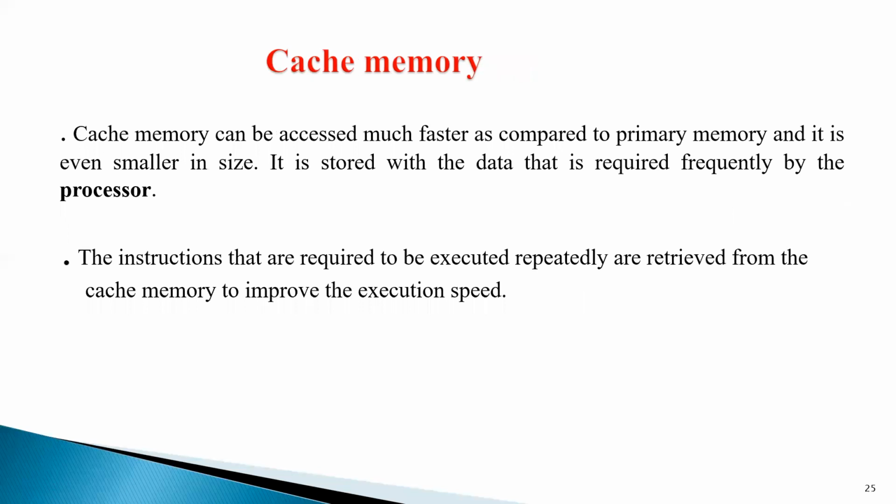Cache memory. What is cache memory? Cache memory can be accessed much faster as compared to primary memory, and it is even smaller in size. It stores the data that is required frequently by the processor. The instructions that are required to be executed repeatedly are retrieved from the cache memory to improve the execution speed.